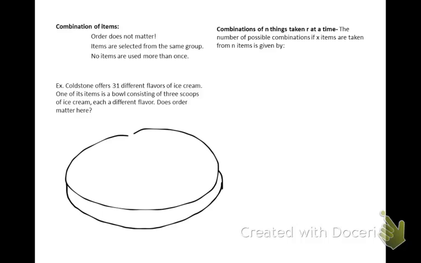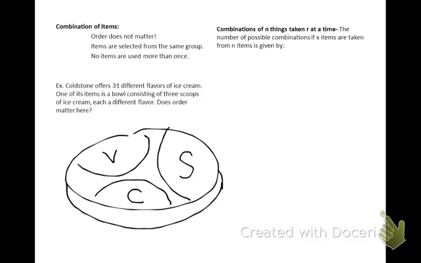Let's say that your bowl of ice cream contains 3 different flavors, 3 different scoops. What we're trying to say is it doesn't matter if he puts the vanilla in first, then the strawberry, and then the chocolate, or if he puts in the chocolate first, and then the strawberry, and then the vanilla. Either way, all 3 flavors are in the bowl. So all we really need is how many ways out of 31 could you choose 3 different flavors.